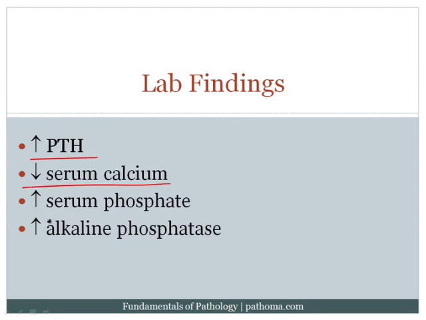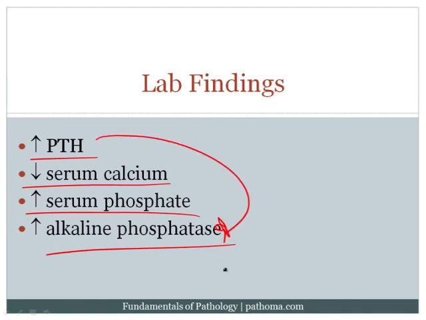The lab findings will be an increase in PTH, and they'll have a decrease in their serum calcium. Why? Because remember that this process is driven by the fact that there's high phosphate, and when there's high phosphate, the serum calcium will actually be low, and so there'll be a low serum calcium and an increased serum phosphate. At the same time, there'll be a high alkaline phosphatase, and why is there a high alkaline phosphatase? Because the PTH is hitting the bone, in particular the osteoblasts, and so the osteoblasts are overactive, and so you've got a high alkaline phosphatase.